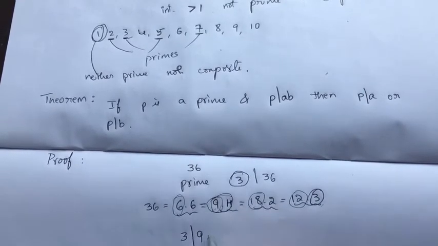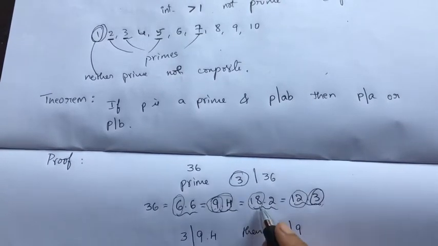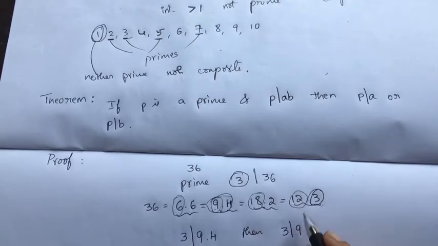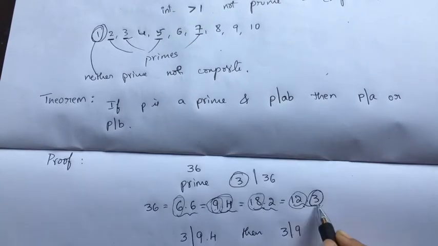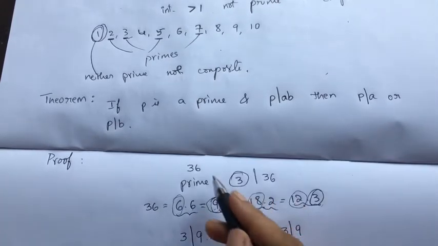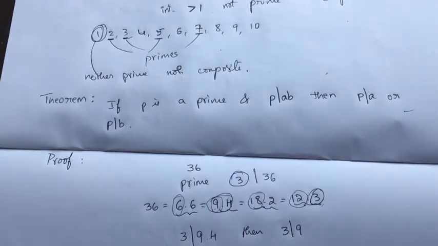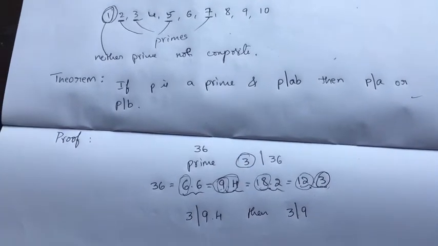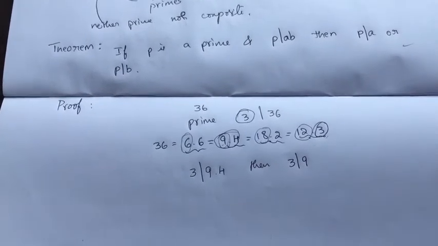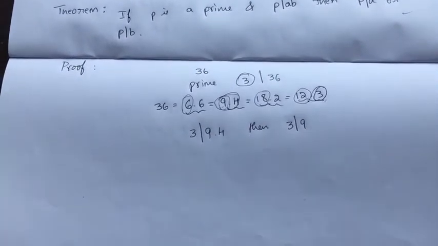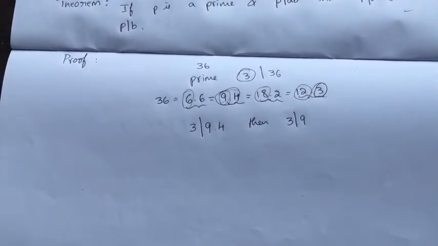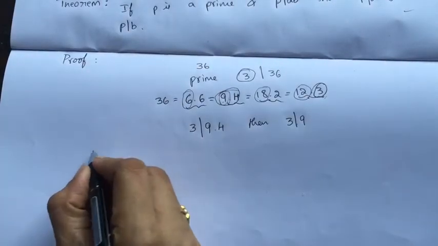So if p divides ab, say 3 divides 9 into 4, then you can observe 3 divides 9. In this case 3 divides 18. In this case, in fact, 3 divides 12 also, 3 divides 3 also. With the example, proving is very easy. Even the theoretical proof is easy, so let us look at it.